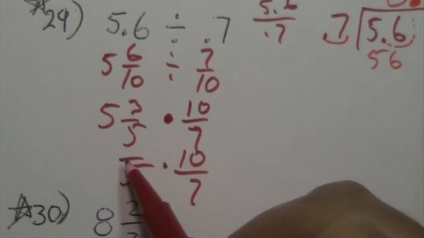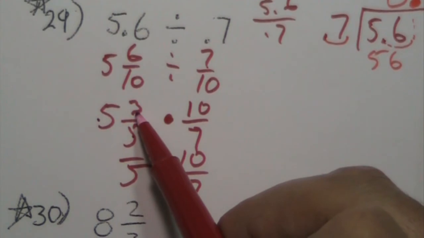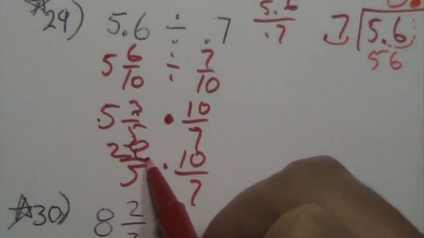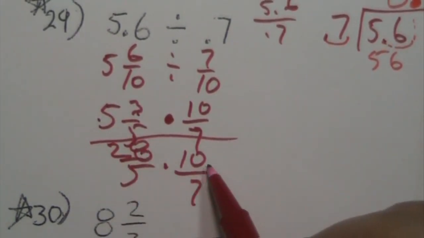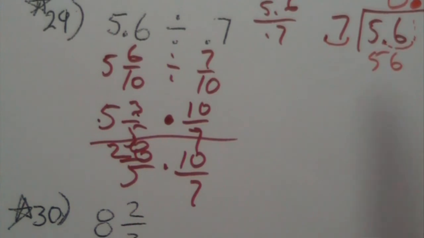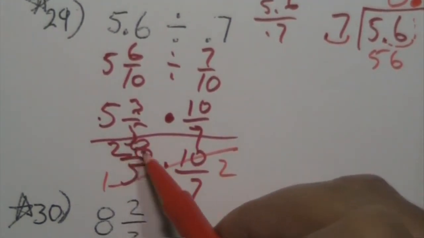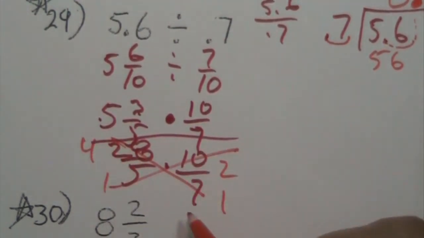So what I'm going to do is 5 times 5 is 25 plus 3 is 28. So this is 28. I'm running out of room, sorry. Okay, so this is 28 over 5, 10 over 7. Notice that 5 will go into 10 twice. 7 goes into 28 4 times. 7 goes in there once, 7 goes in there 4 times.